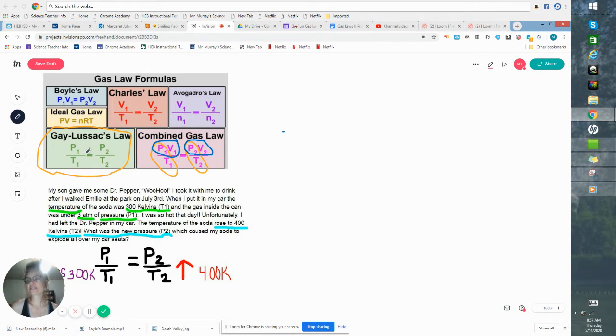That's our other choice. So for Gay-Lussac, if pressure goes up, temperature goes up. Temperature goes up, pressure goes up. If temperature goes down, pressure goes down. Charles's law, if temperature goes up, volume goes up. So they're going to do the same thing. How do we know that? Because the variables are on top of each other.